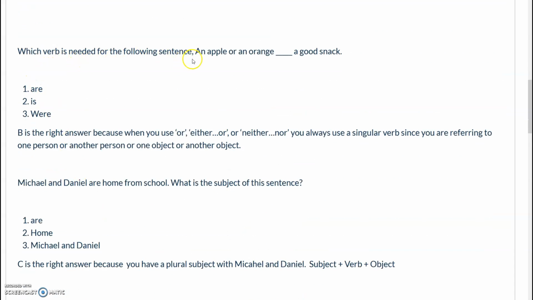Which verb is needed for the following sentence? And so this is subject-verb agreement. So when you have an apple or an orange, it's singular because you're talking about either the apple or the orange. So the answer would be is. So when you're talking about a singular subject, you have a singular verb, is. Subject-verb agreement.